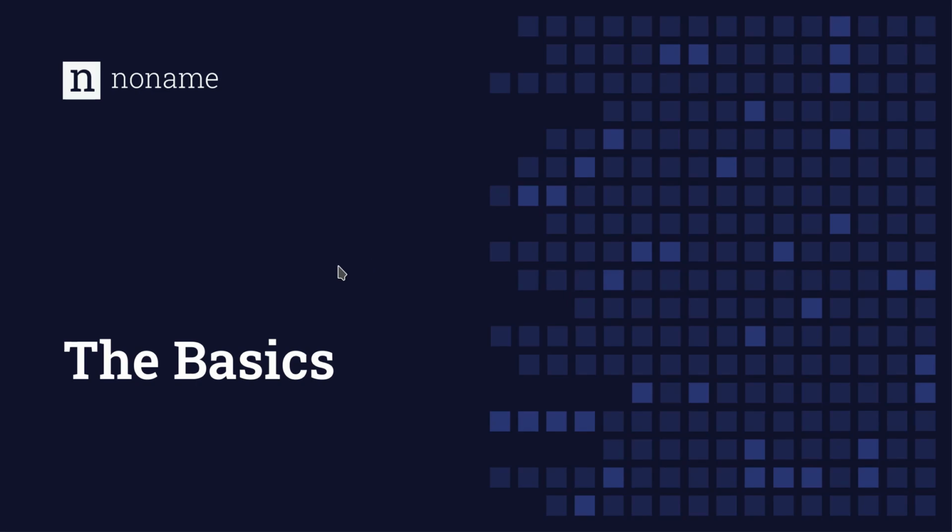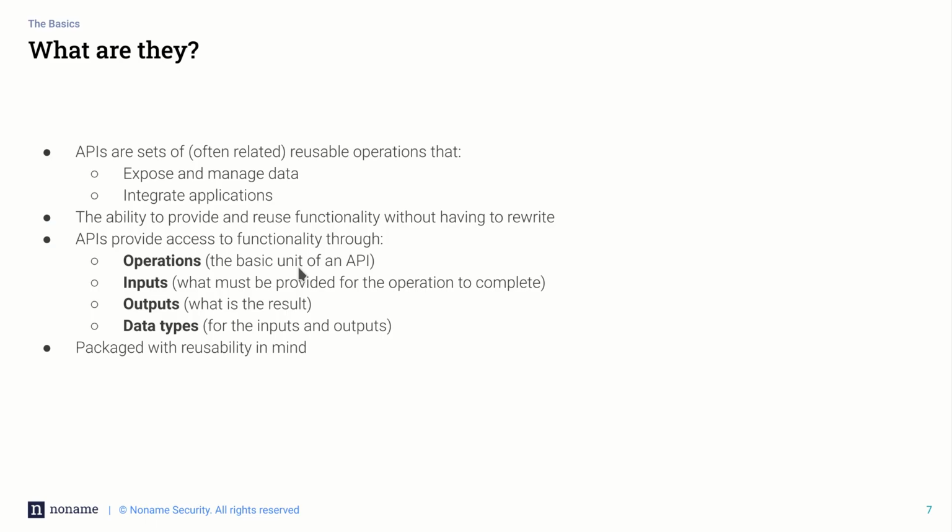Let us continue with the basics. And again, what do I mean by basics? API basics, of course. So APIs are sets of reusable operations. These operations are often related. These sets of operations are there to expose and manage data. They're there to manage a business process. They're there to integrate applications and so on. That's the main purpose.